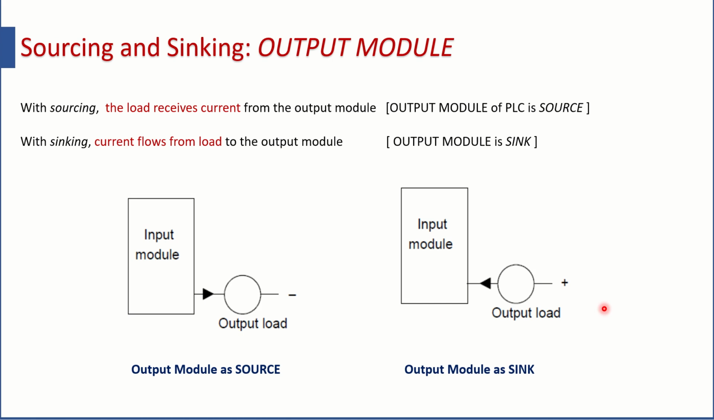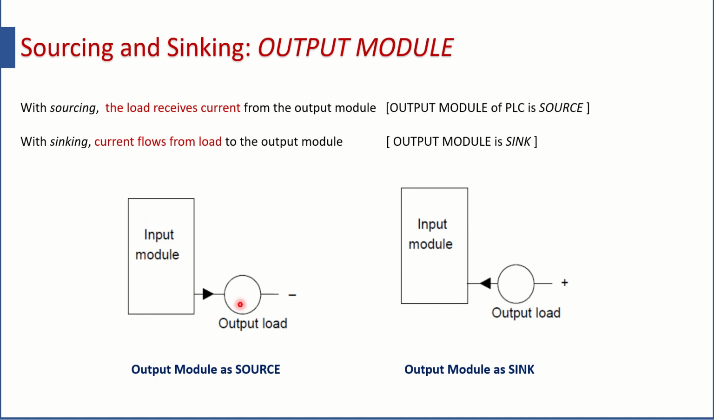Now in the output module, while we are talking of sourcing, the load receives current from the output module. I think it is wrong. Here it should be written output module. I think I have drawn it in the wrong manner, but it should be output module.